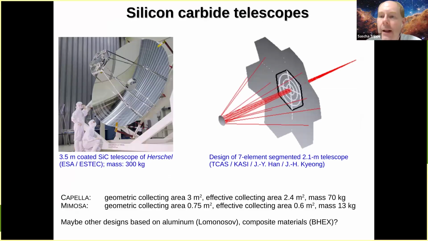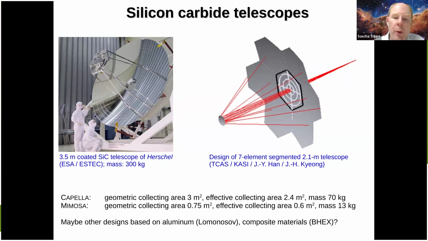So we need to build a very light, space qualified telescope. And we've done this before. We've looked in great detail at silicon carbide designs, because already 20 years ago, the Herschel telescope used a 3.5 meter aperture silicon carbide mirror. If we scale this down to our needs for Capella and Mimosa, we would have a telescope mass of about 70 kilograms for a Capella telescope, and something like 13 kilograms for a Mimosa satellite.